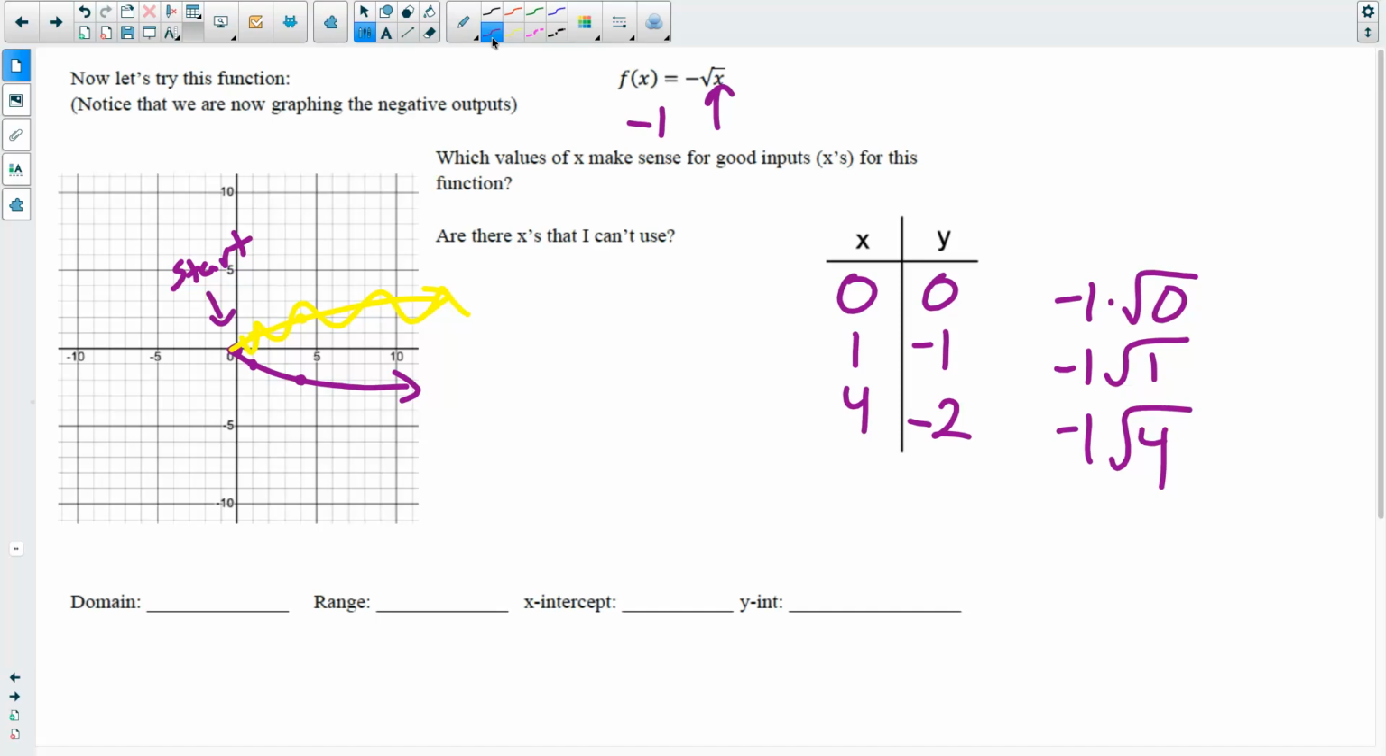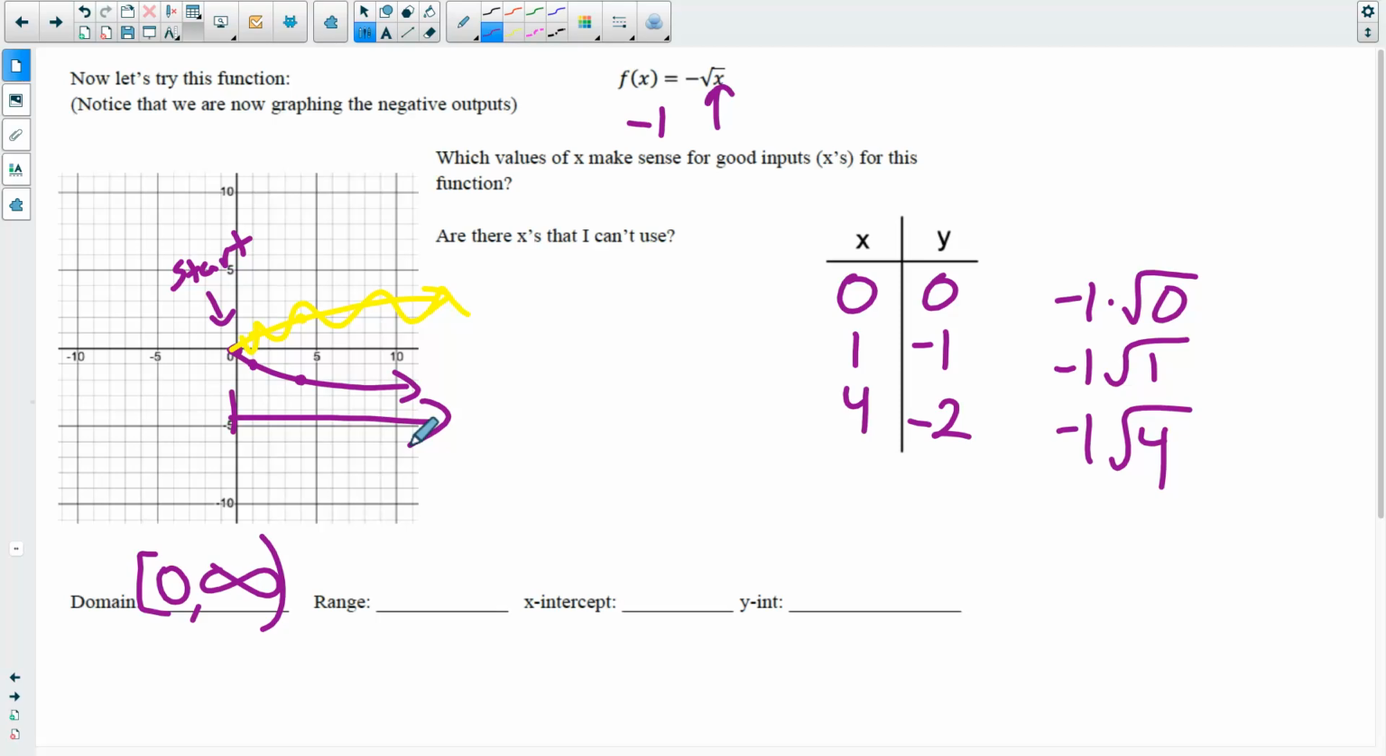If I'm looking at my domain, what is it? 0 to negative infinity. No, but you're close. 0 to infinity. So I start here and I go to the right. So that negative in front actually has no effect on my domain. That's something that we got to know.